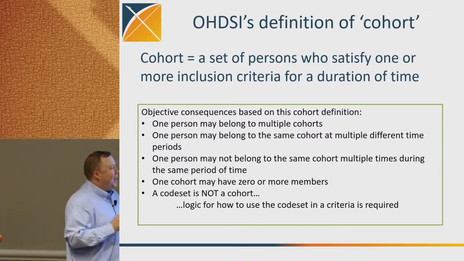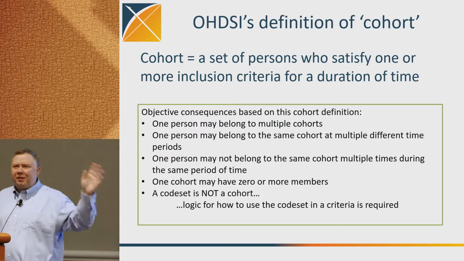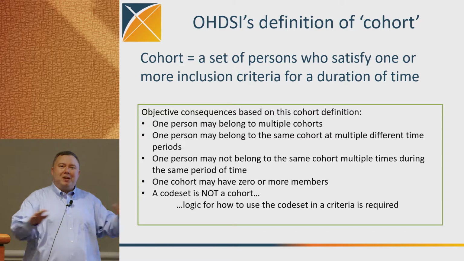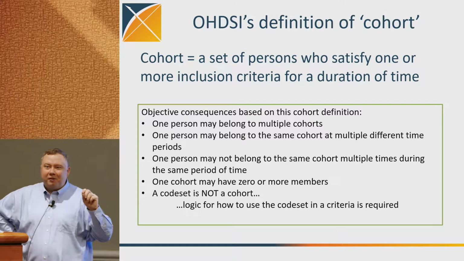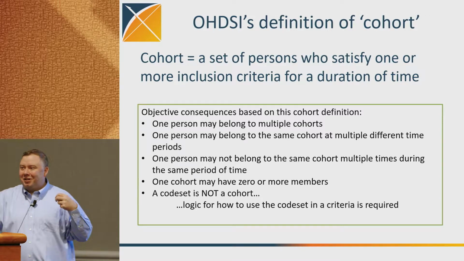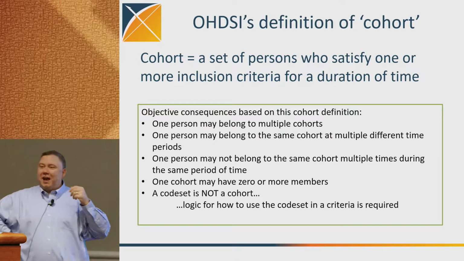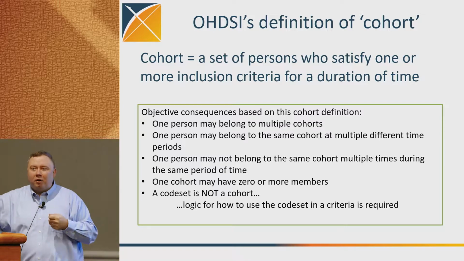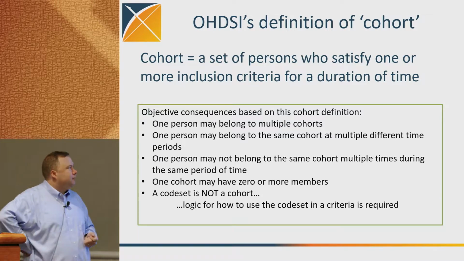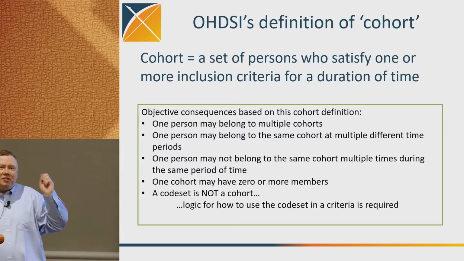One cohort may have 0 or more members. You can define a completely precise and perfectly valid cohort definition and execute it against a database and get nobody back. It's not because the cohort definition is wrong. It's because you don't necessarily have the observations in your data to substantiate the criteria. During one of our exercises, you may get to experience this on one of our databases, and hopefully you'll gain some insights from seeing what happens. And then the last one is just a Patrick pet peeve, but I'm going to say it anyway. A code set is not a cohort.